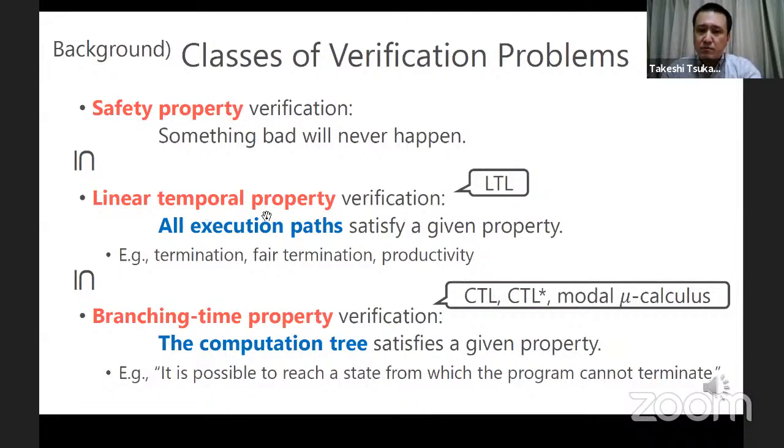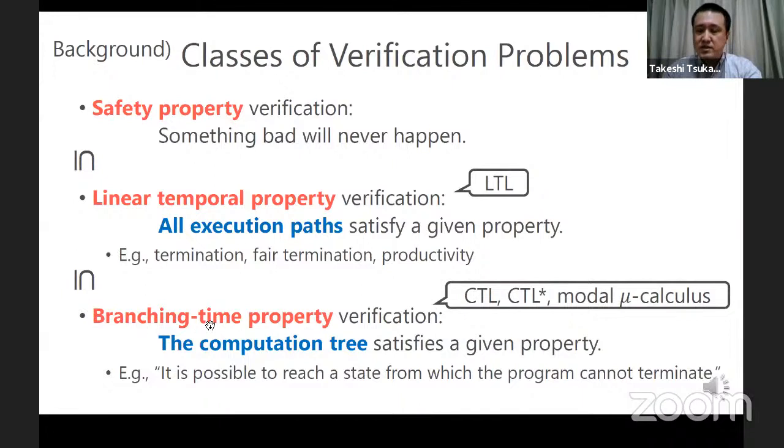Linear temporal property verification is also well studied. It is known to be Pi 1 1 complete. And some approaches, for example, the reduction to the so-called fair termination problem, are widely used. The use of the fair termination problem is justified by the fact that it is as difficult as the verification problem.